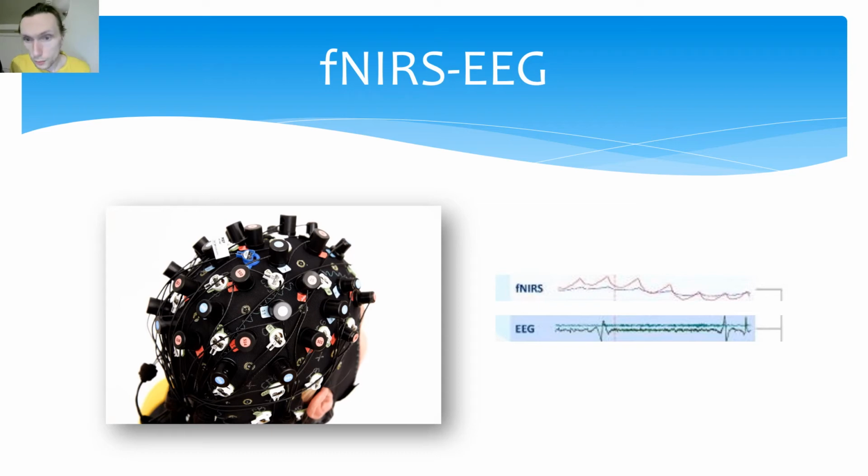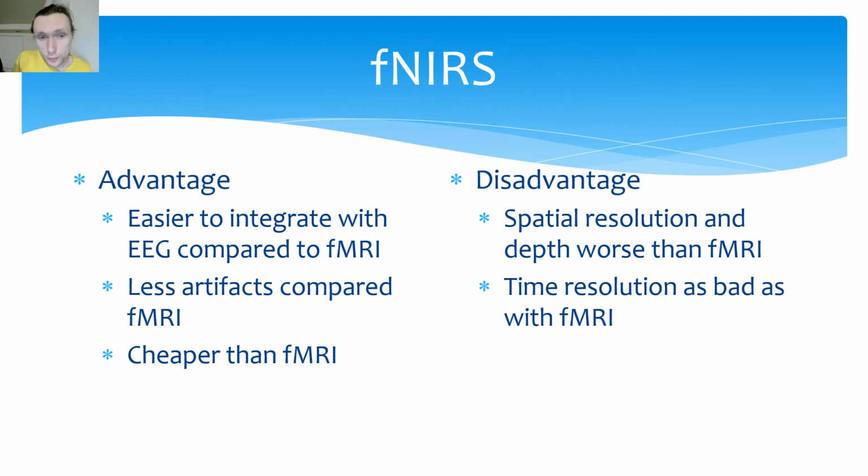So that's really cool. And you can combine it with EEG. There are actually, like this cap, there are commercially available combined caps. So that's really cool. So the advantages of fNIRS are clear. It's a lot easier to integrate with EEG. There are definitely way fewer problems with artifacts because you don't have a huge magnetic field. And it's also a lot cheaper than fMRI. So basically, why not go with fNIRS?